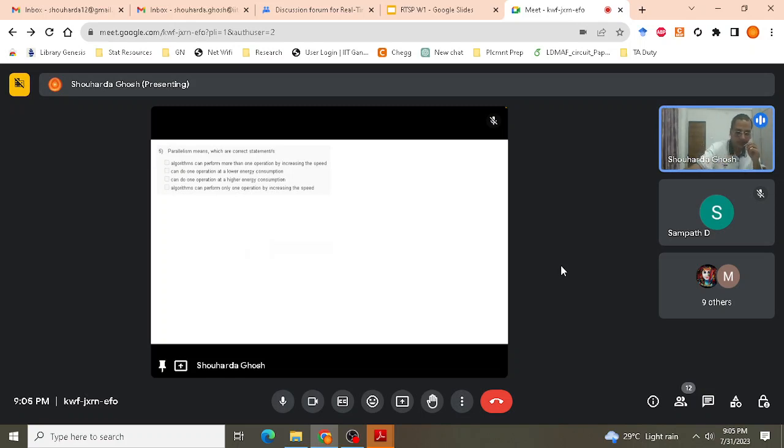For parallelism, which of the following are the correct statements? First one, algorithms can perform more than one operation by increasing the speed. Second one, can do one operation at a lower energy consumption. Third one, can do one operation at a higher energy consumption. Fourth one, algorithms can perform only one operation by increasing the speed. So unlike the previous questions, this one is not a single choice, it's a multi-choice question. It means multiple statements can be correct.